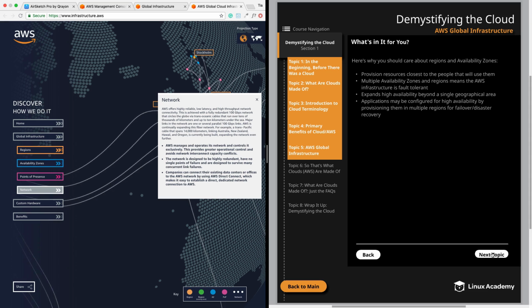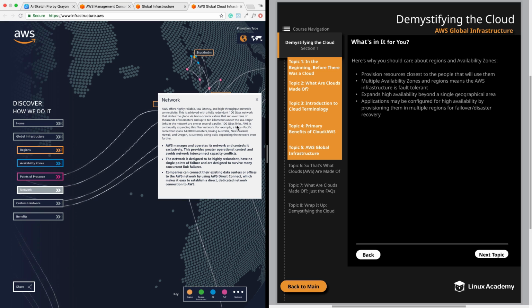The other thing that's nice is that it can expand high availability beyond a single geographical location. So think about if you needed to separate data for high availability in different parts of the world. You have an office in London and you have an office in Northern Virginia. You can actually replicate that data between the AWS regions across the AWS network. This dotted digital network that crosses the ocean, you could replicate data across it. Or you could have application servers that communicate with each other across those connections. Also, your applications may be configured for high availability by provisioning them in multiple regions for failover disaster recovery, right? Again, that's kind of what I was just talking about.